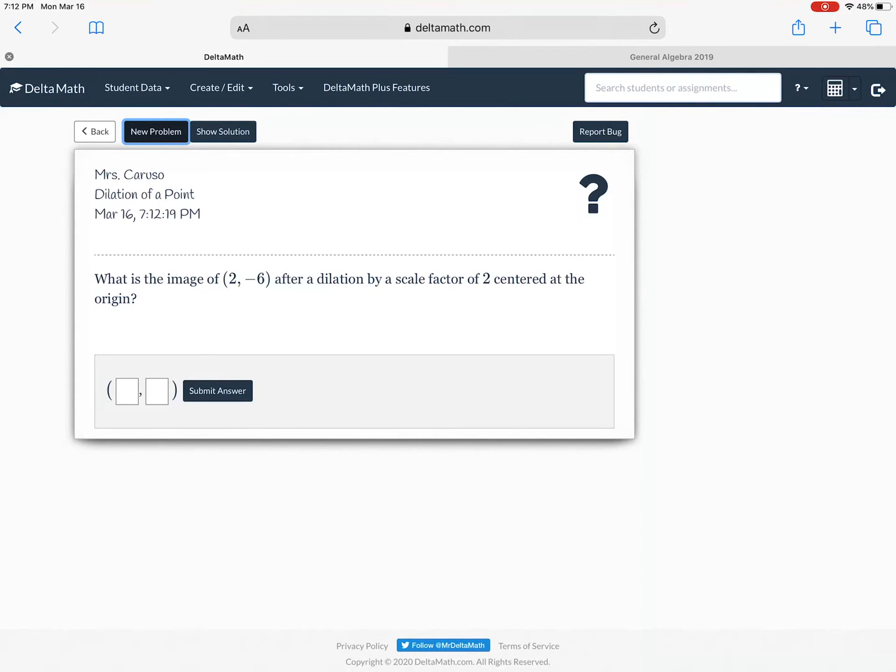All right, another scale factor of 2. Could they possibly give us another scale factor by 2? Yes, 5. Thank you. What is the image of 7, 4 after dilation by a scale factor of 5 centered around the origin? Multiply or divide? Exactly. We're going to multiply because it's a whole number, not a fraction. We're going to times everybody by 5.